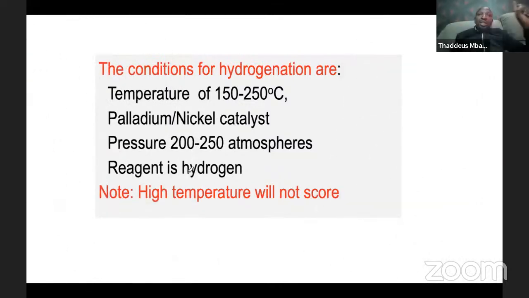So now something to understand. Good. Nimekuja. Power has come.